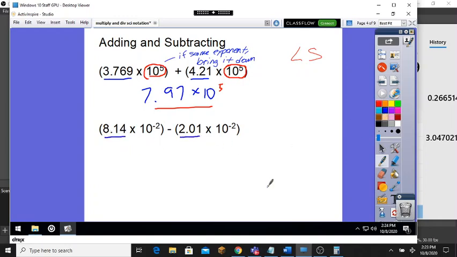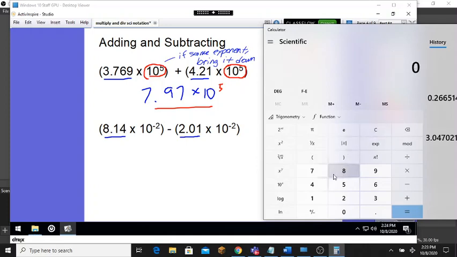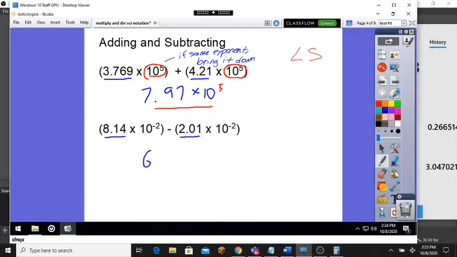Let's do this next one right here. 8.14 minus 2.01. And that gives me 6.13 times 10 to the... Are these exponents the same? Yes, they are. And there we go. That is our answer, right? I know what you're thinking. I know your question. Say it. Say the question. What if these exponents aren't the same? Okay, let me show you what happens if the exponents are not the same.